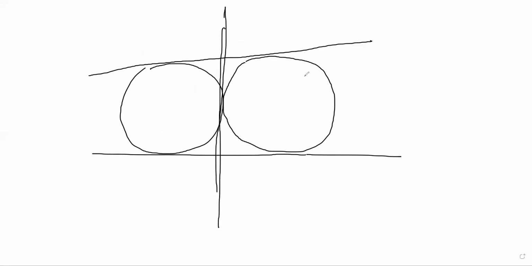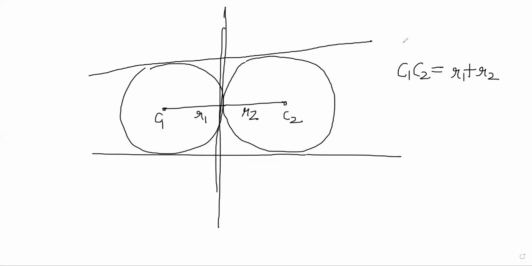So in this case, the condition that you would write is C1C2 is equal to R1 plus R2, right? Correct. So if C1C2 is greater than R1 plus R2, the possibilities are four common tangents. And here there are three common tangents, right?